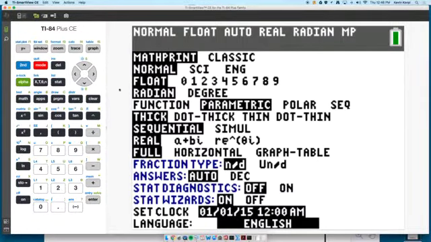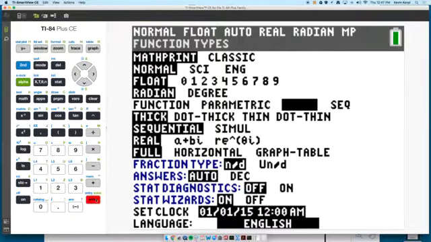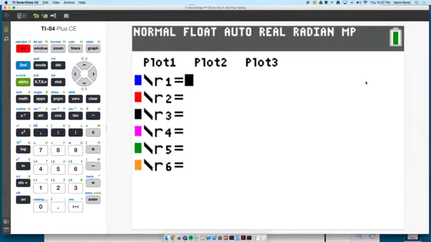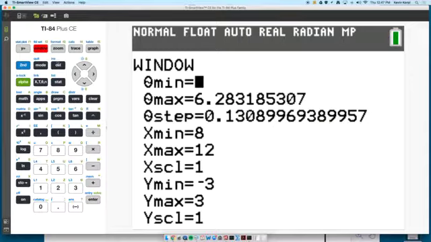If you go to mode, and this time scroll down past parametric to the next one, which is polar. Now you're in polar mode. Go to y equals and look what shows up now: you have r equals instead of y equals. Type in cosine of, where do you get theta? You hit the X button, and now in polar mode, it's theta. It's your independent variable.